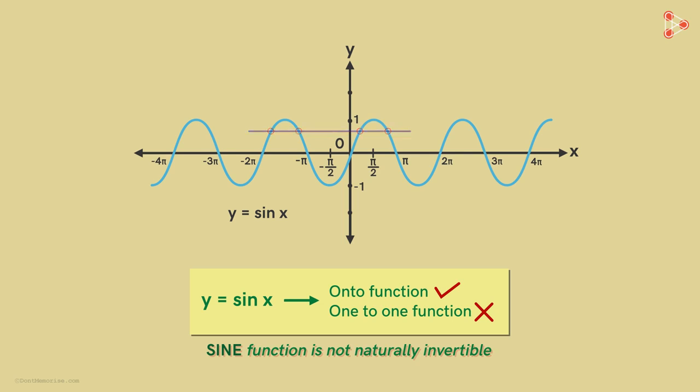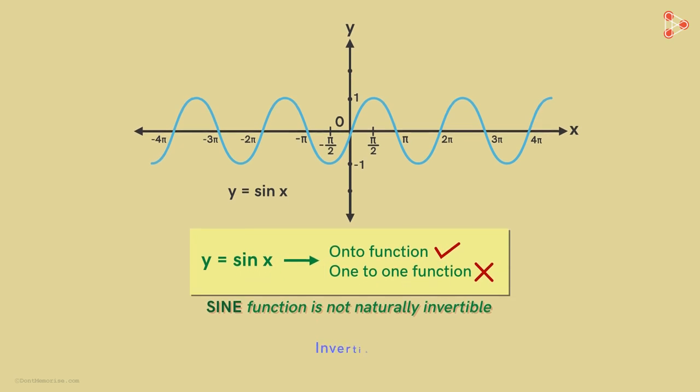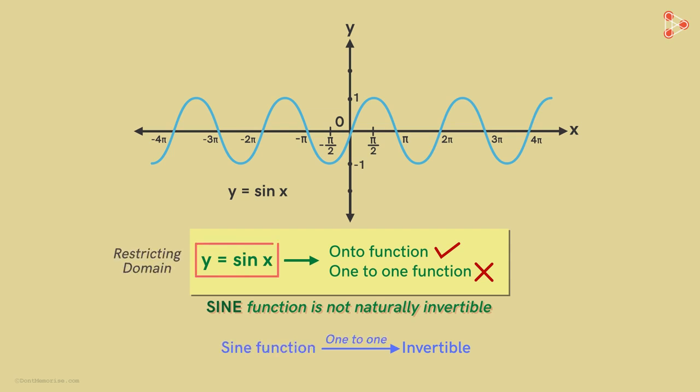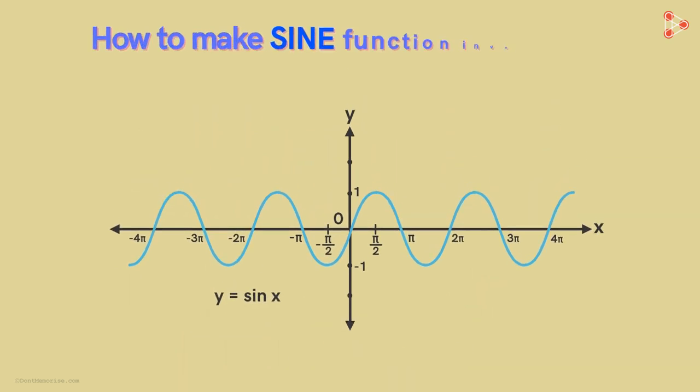In this session, let's see how we can make this function invertible. Currently, this function is not invertible as it's not 1 to 1. So we can make it invertible by making it 1 to 1. This can be achieved by restricting the domain of this function. Let's understand what we mean by that.